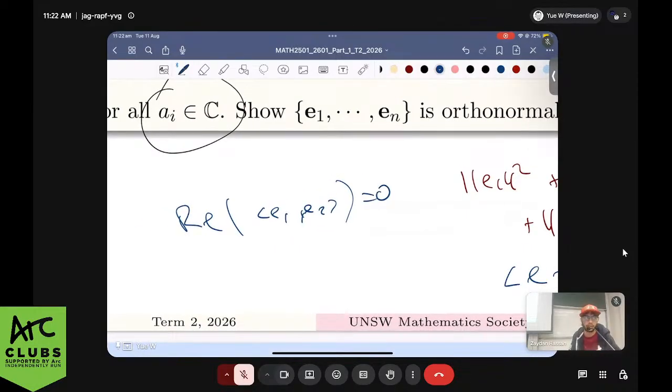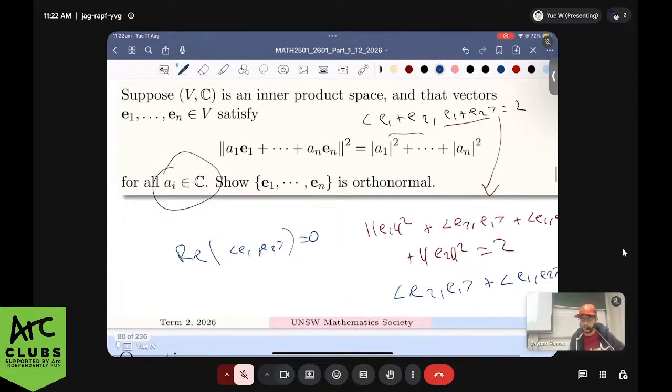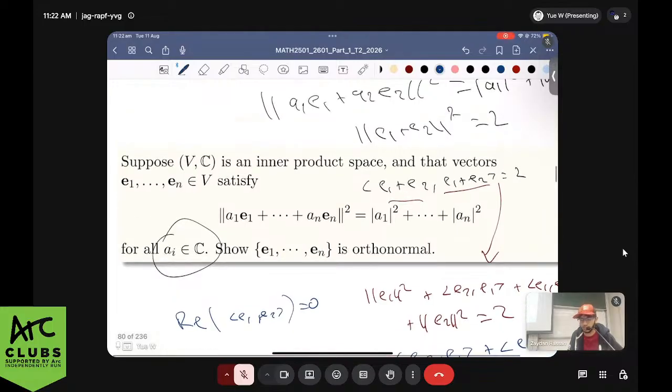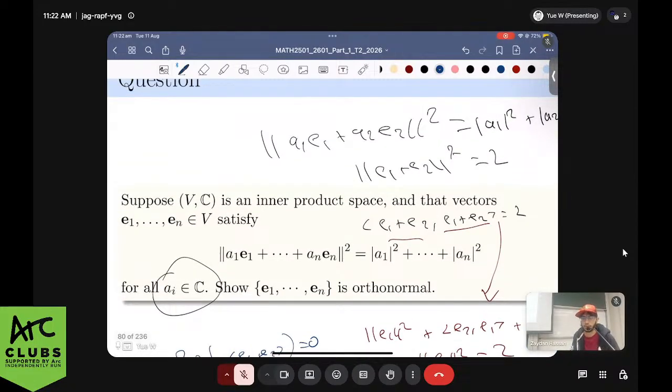Keep in mind this is complex in general, so you need to show the imaginary part is also 0. Now, we're in a complex space, so you might not get very far just by taking A1, A2 to be real numbers, like 1, -1. We'll try to use i. We are in a complex space after all.